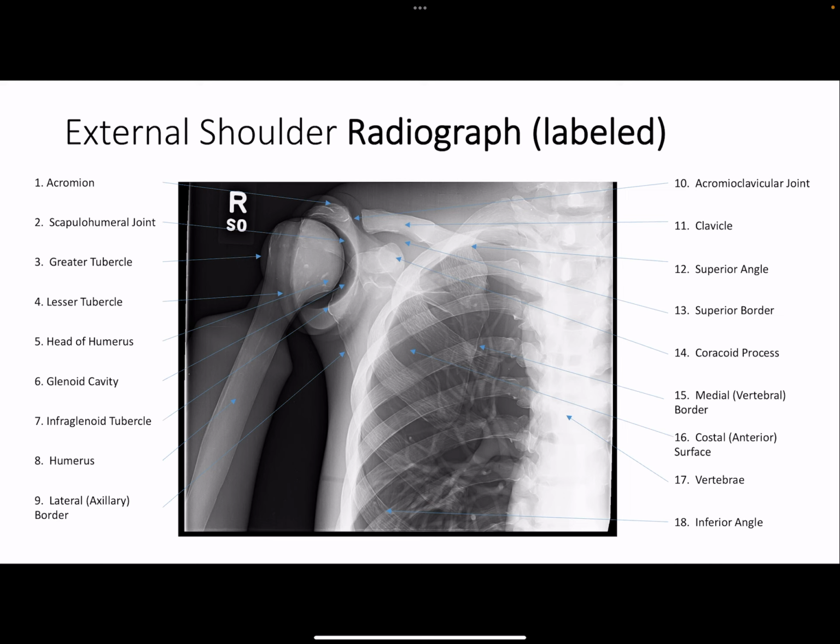The anatomy demonstrated is the AP projection of the proximal humerus and lateral two-thirds of the clavicle. The upper scapula is included, showing the relationship of the humeral head to the glenoid cavity.